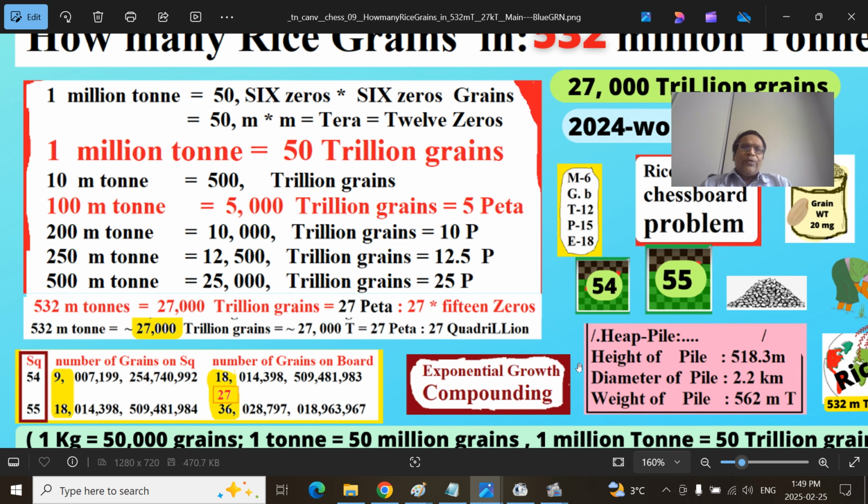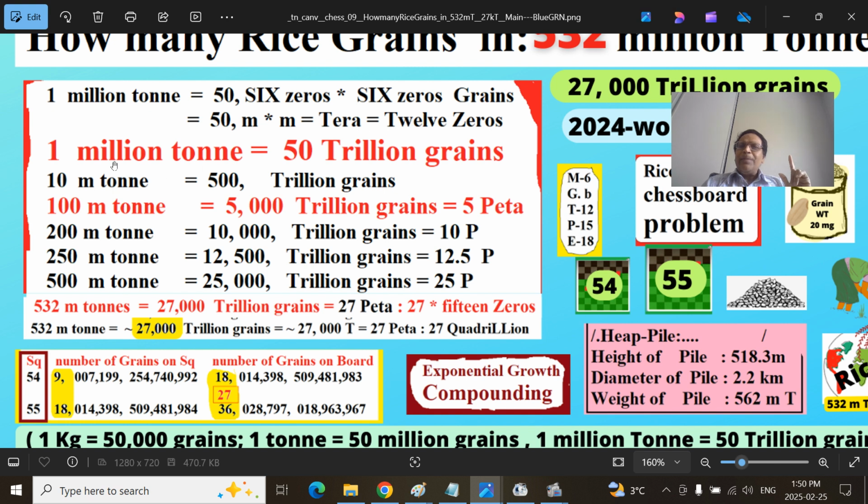So we have started with our basic premise: 1 million ton of rice harvest. There are two things here, weightage and number of grains. You have to have clarity on that. 1 million ton of rice is 50 trillion grains. You have to keep that in mind. That is the premise. Trillion means 10 to the 12, there will be 12 zeros here.